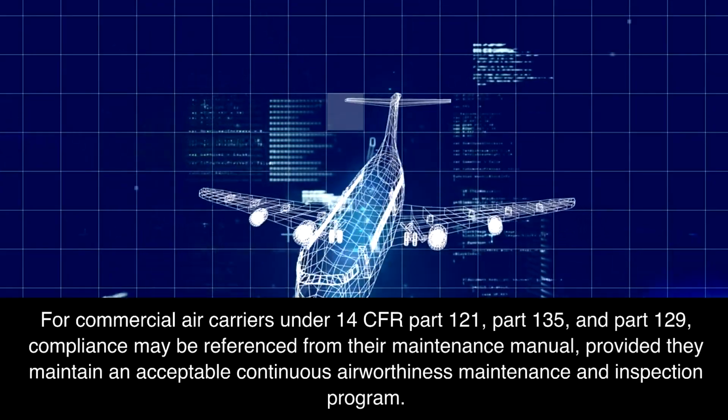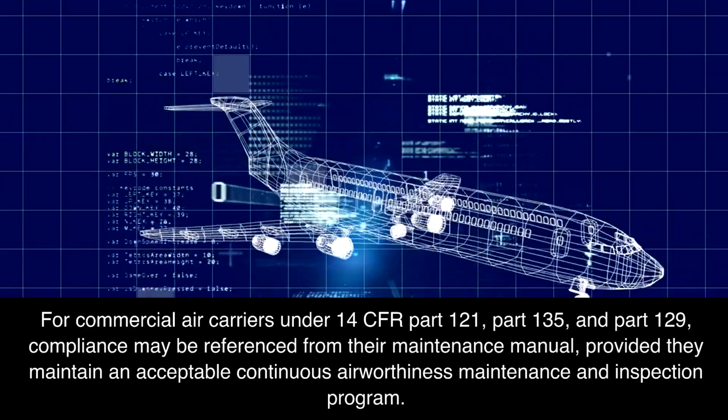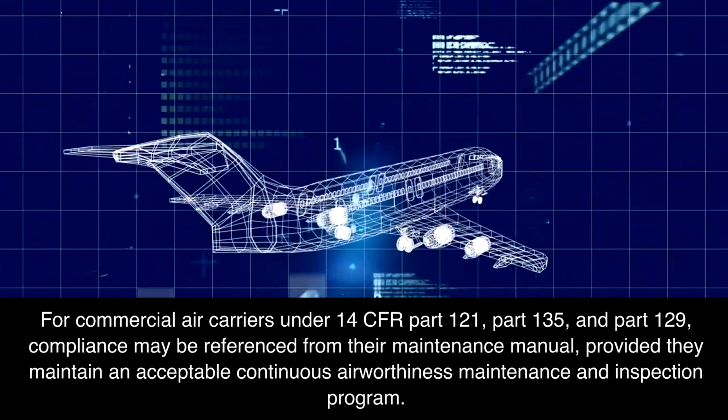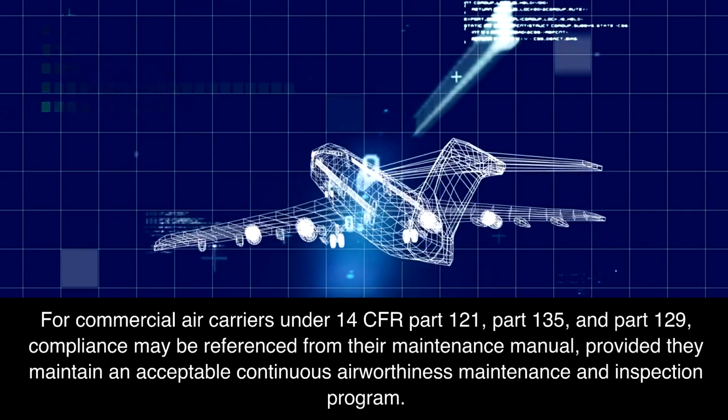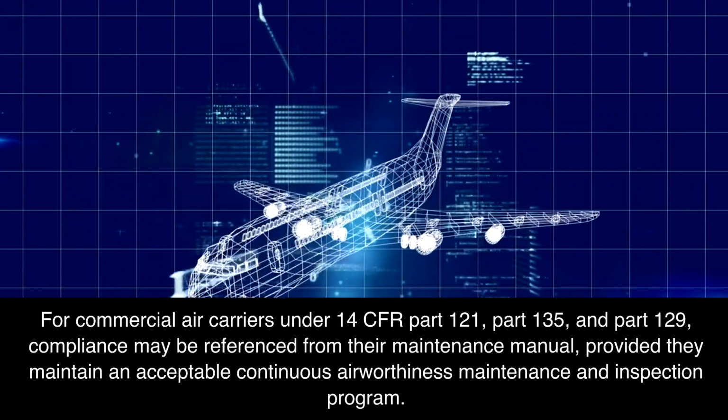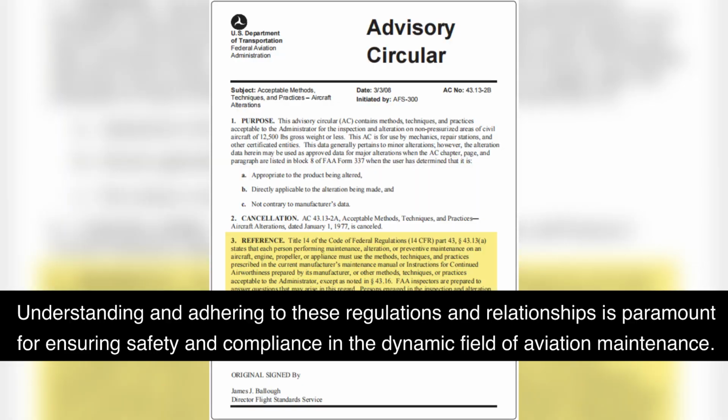For commercial air carriers under 14 CFR Part 121, Part 135, and Part 129, compliance may be referenced from their maintenance manual, provided they maintain an acceptable continuous airworthiness maintenance and inspection program. Understanding and adhering to these regulations and relationships is paramount for ensuring safety and compliance in the dynamic field of aviation maintenance.